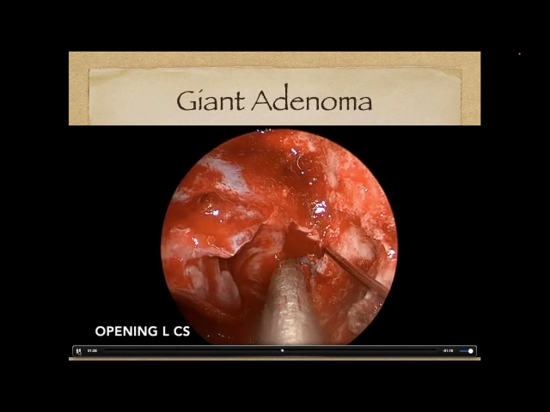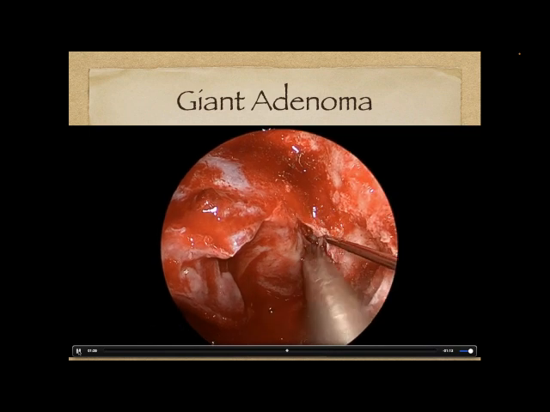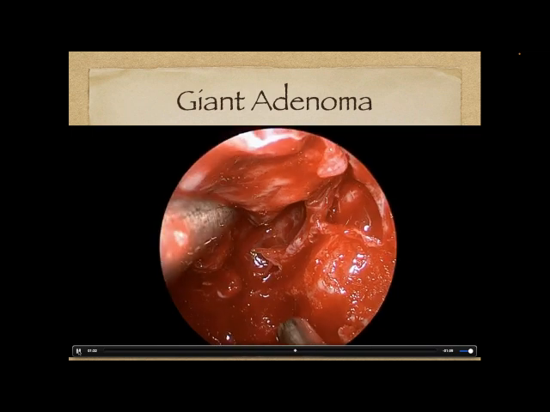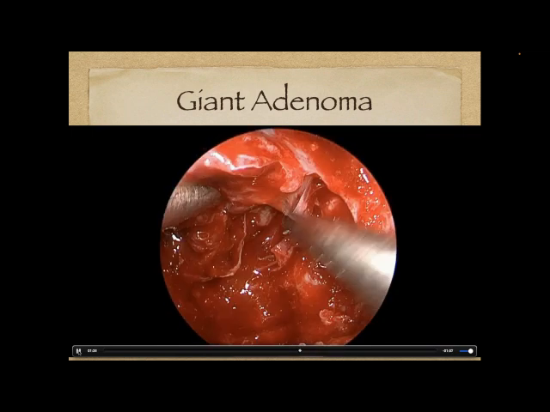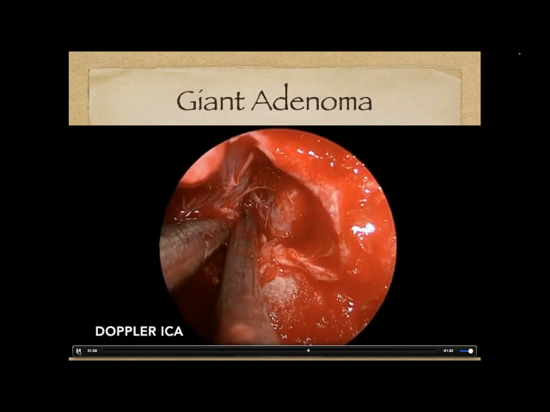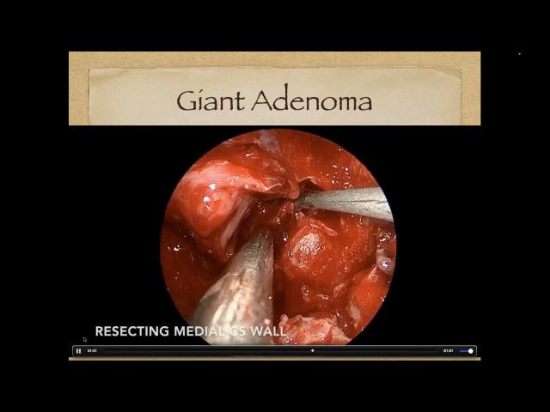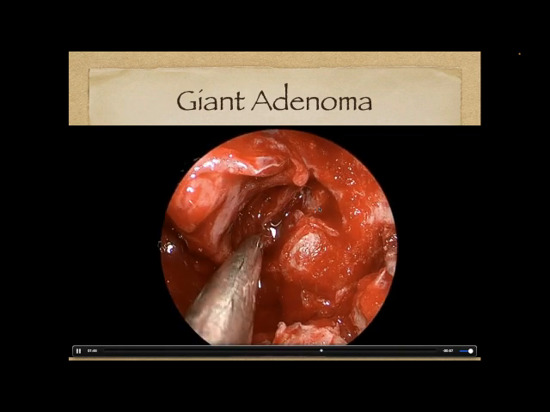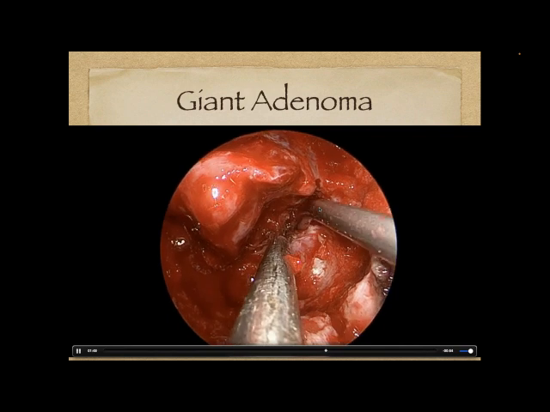Now, you saw there before just drilling out the bone that's got microscopic tumor in it that helps prevent recurrence. And then here we're working in that area of the cavernous sinus, which is completely invaded. So there we can see there's that cavernous wall on the left side being dissected away. Here's the carotid artery. And then again, cutting out that medial cavernous wall, Dopplering that artery.